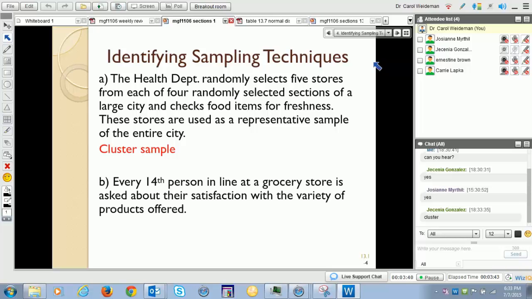And then how about every 14th person in line at a grocery store is asked about their satisfaction with a variety of products. This is a pretty easy one. Remember, we did that. 14th makes it, what kind of sample is that one going to be? Yeah, that's a systematic. Yep.